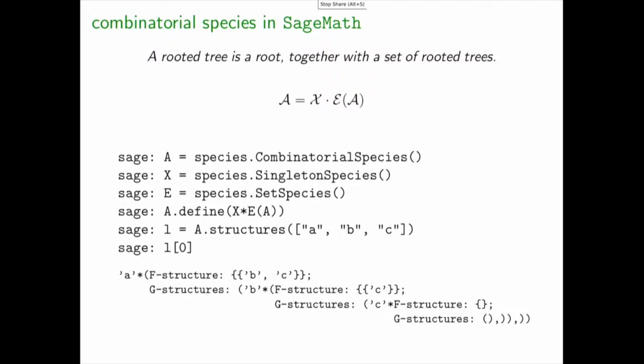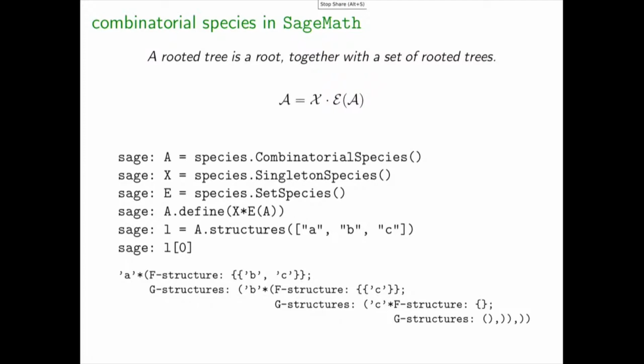And then you can actually compute the structures. So if we want to have a tree on the set of labels A, B, C, you see the pair is denoted as A star something. So then it says what the F structure is. The A belongs to the X, and everything in parentheses is the E of A. So you can read this long thing as a set of A's.